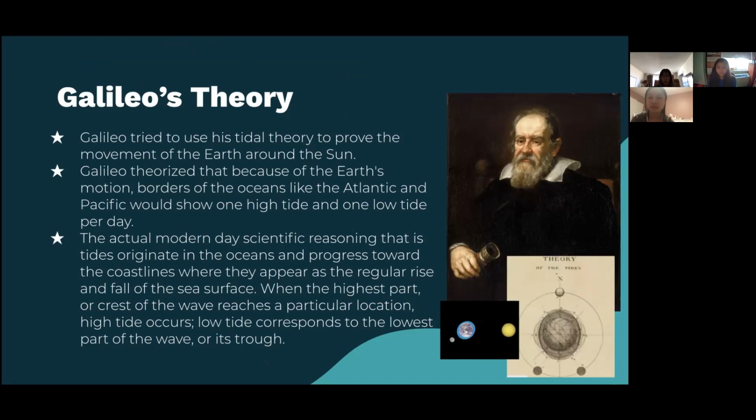The actual modern scientific reasoning is that tides originate in the oceans and progress towards the coastlines, where they appear as a regular rise and fall of the sea surface. When the highest part or crest of the wave reaches a particular location, high tide occurs. Low tide corresponds to the lowest part of the wave, or its trough.